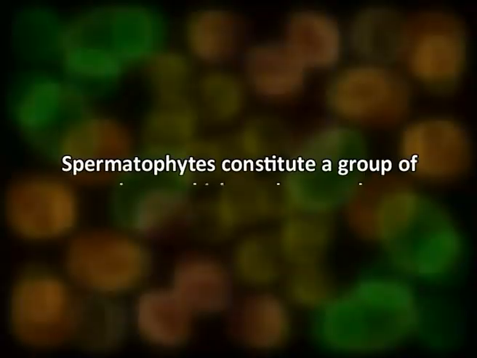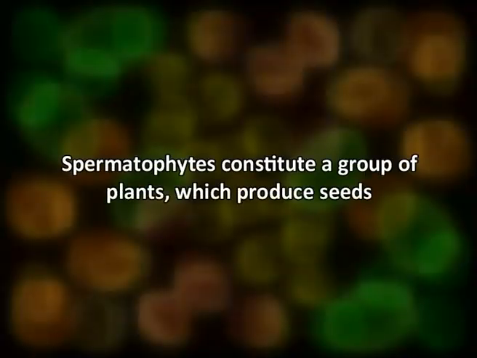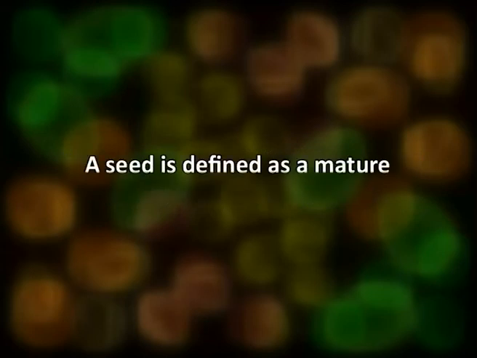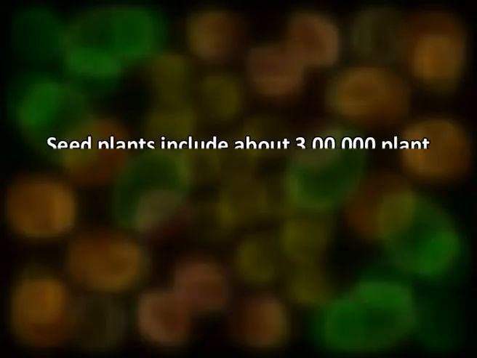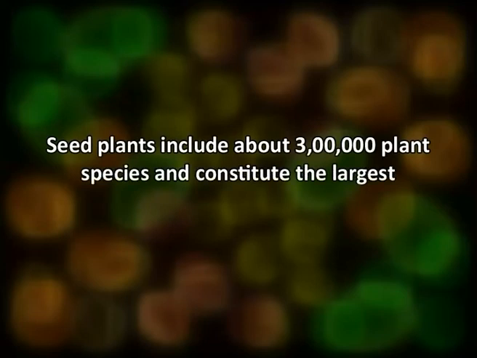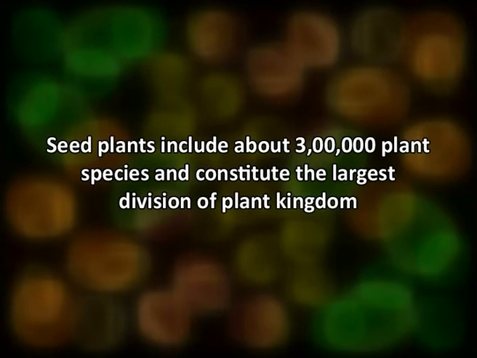Spermatophytes constitute a group of plants which produce seeds. A seed is defined as a mature ovule with embryo. A seed can be defined as a miniature plant telescoped in a box and provided with lunch. Seed plants stand highest in the rank of evolution and form the most conspicuous part of the Earth's vegetation. They include about 3 lakh plant species and constitute the largest division of the plant kingdom.